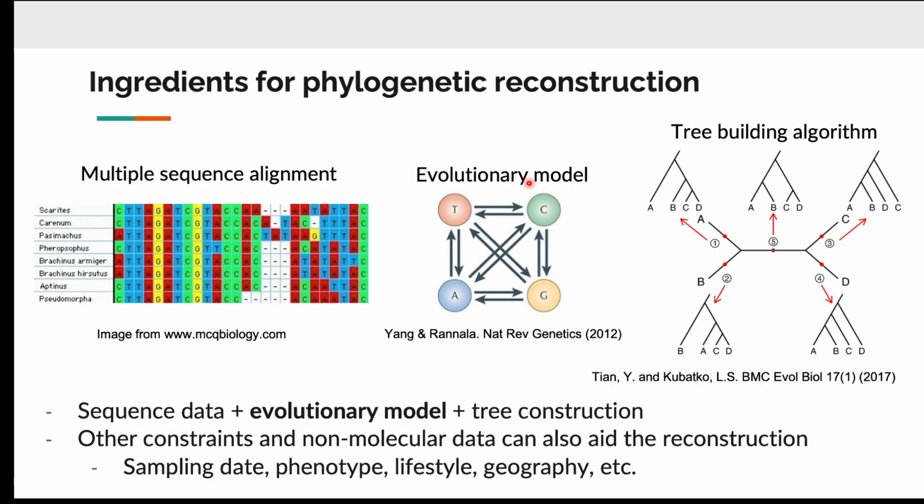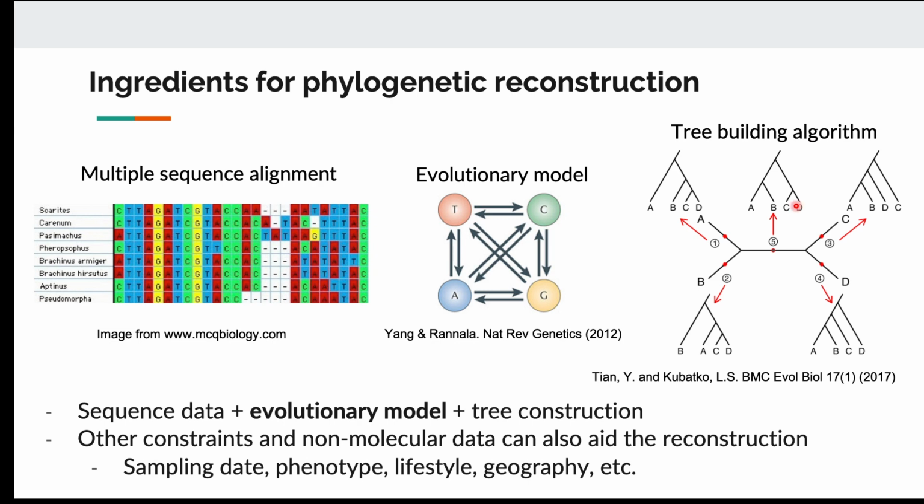How likely is it to see an A change into a T, how likely is it to see a T change into a G? We have to have some models. Otherwise, we cannot reconstruct how much mutation occurred. And the last component is how can we identify the tree? There are many trees that are possible.